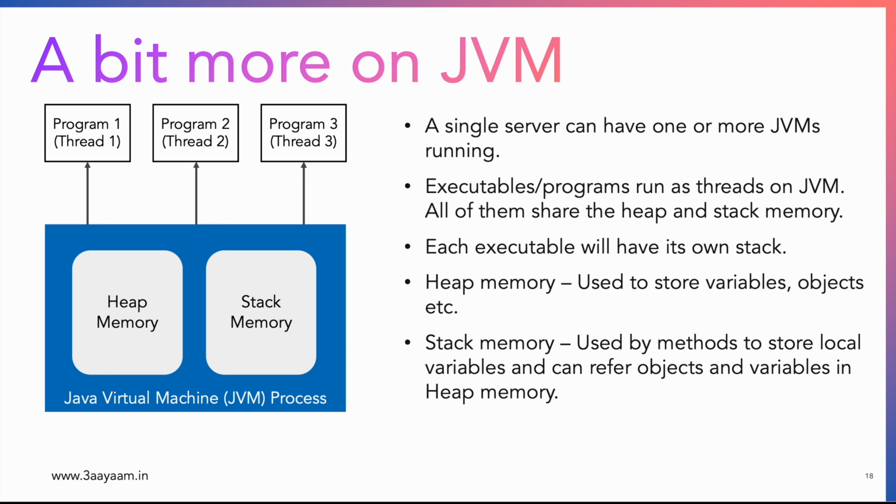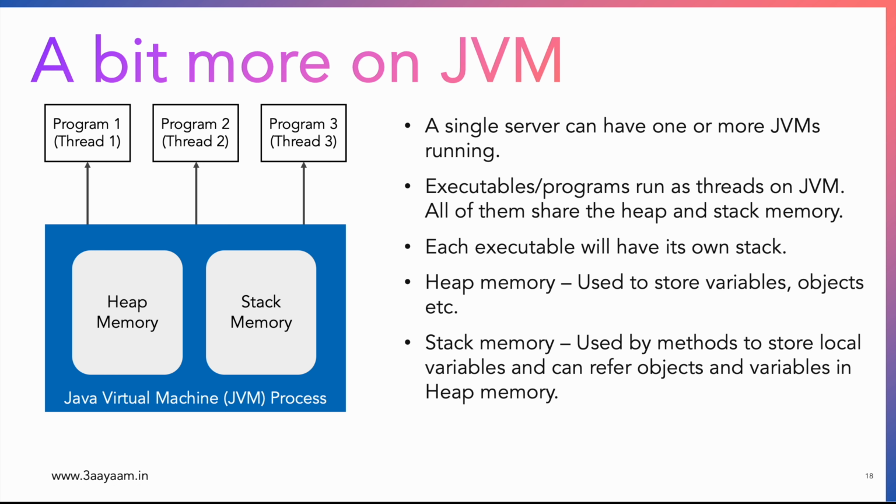Then you have stack memory, and stack memory is used by methods or functions to store the local variables within the function or the method, and it can also refer to objects and variables which are there in the heap memory. So here we have three threads, let's say thread 1, thread 2, thread 3. All three would have their own stack memory in the JVM process.